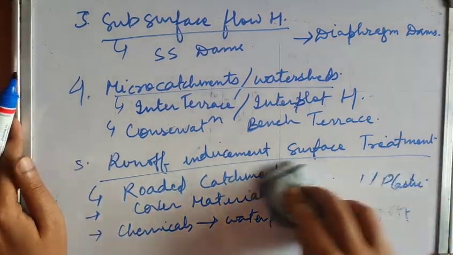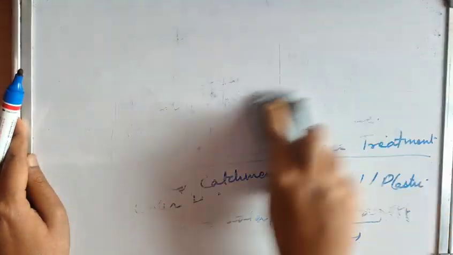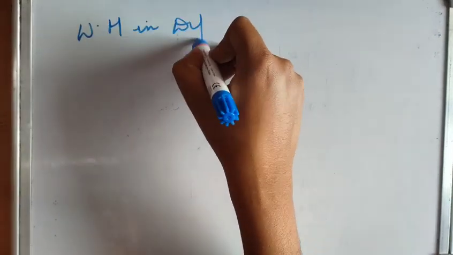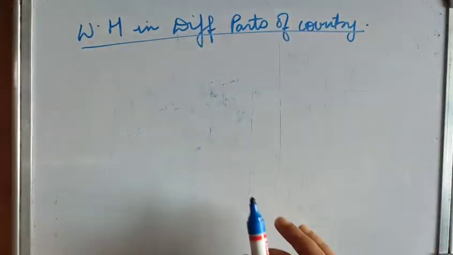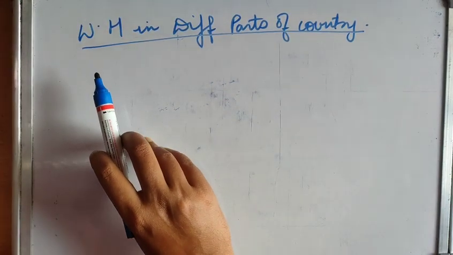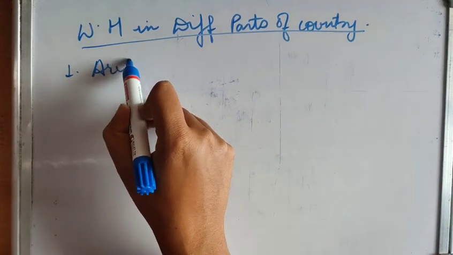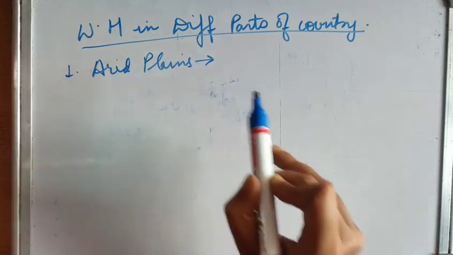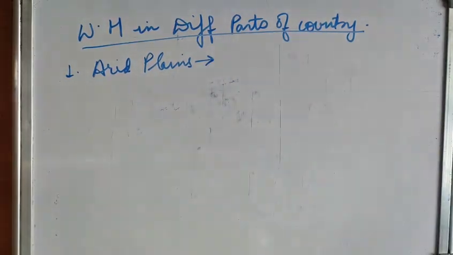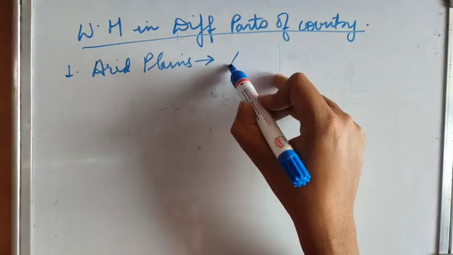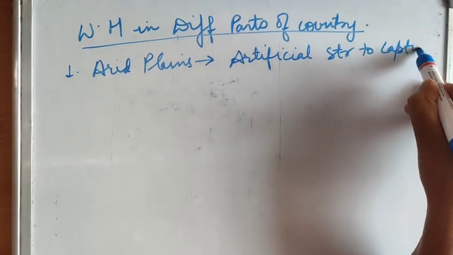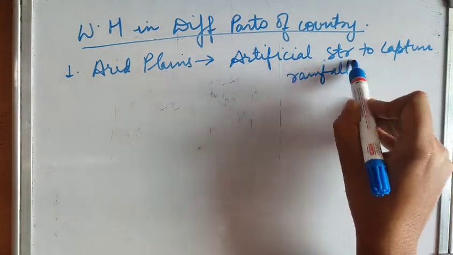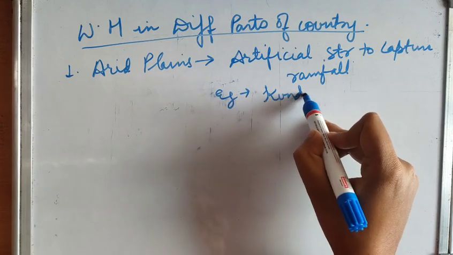Now moving on, what are the many water harvesting methods we use in different parts of the country? Water harvesting in different parts of the country. In arid plains, we make artificial structures to capture rainfall, for example kundis in Rajasthan.